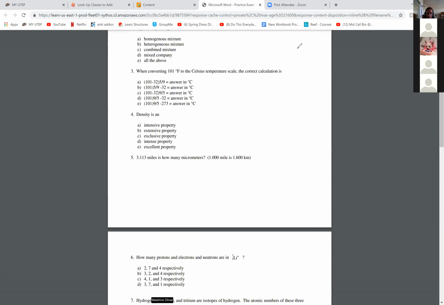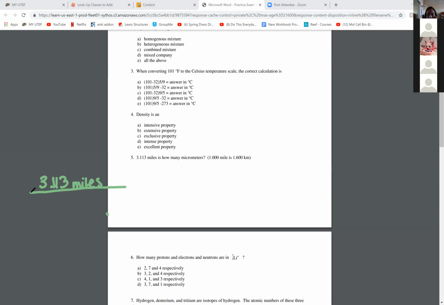Okay, so I'll go over number 5. We have 3.113 miles, and that is how many micrometers? First of all, when we start off with these questions, we always just want to go off of what we're given, right? So I'm given the 3.113. So I'm just going to work with that.